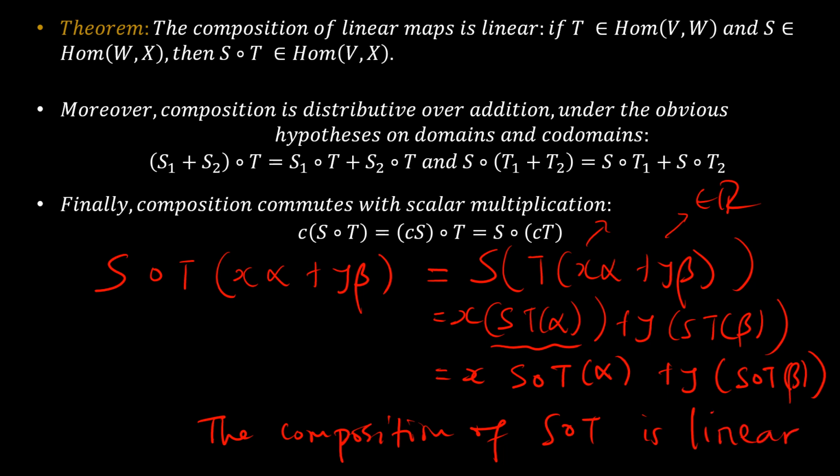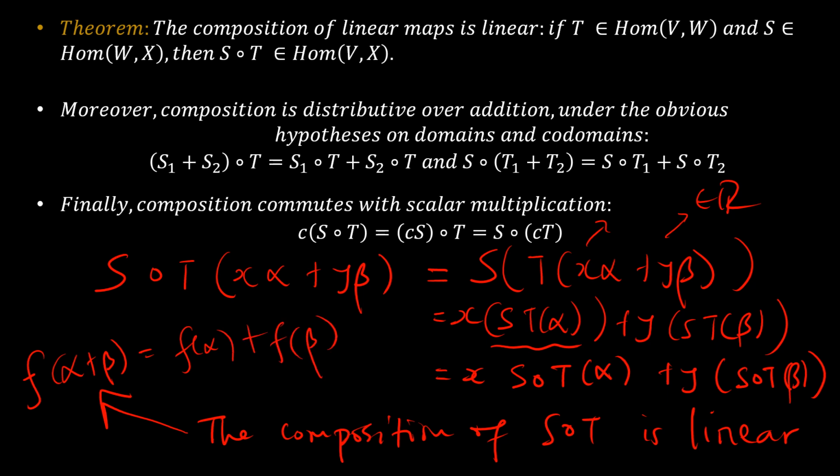And what does that entail? Showing that if I have a function f such that f of alpha plus beta is the same as f alpha plus f beta. If you can show that, then whatever you're trying to show is linear. Okay, so let's keep going. Next we're going to look at a corollary.